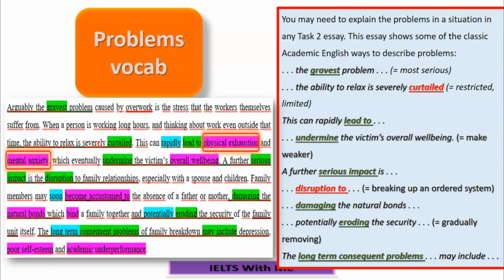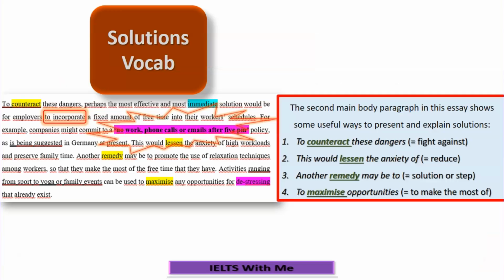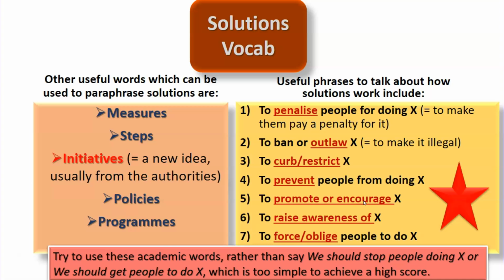Okay, please take a look at the solution vocabulary. For example, instead of repeating providing solution, try to use to counteract, to lessen this problem, providing remedies, or maximizing the opportunities. And instead of just saying solution, we can say measure, a step, initiatives, policies, programs. Okay, try to use it, practice it, and attend writing in your IELTS exam.